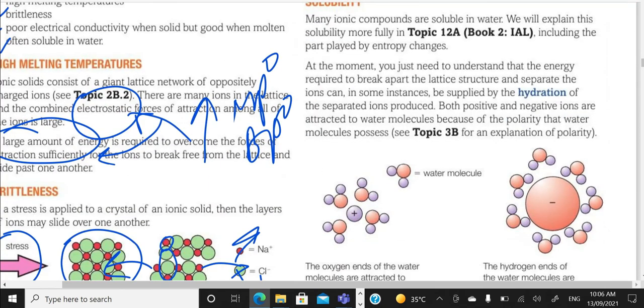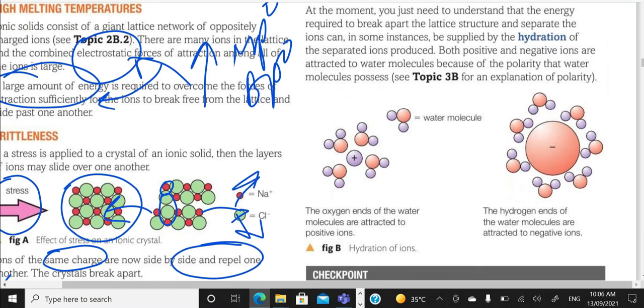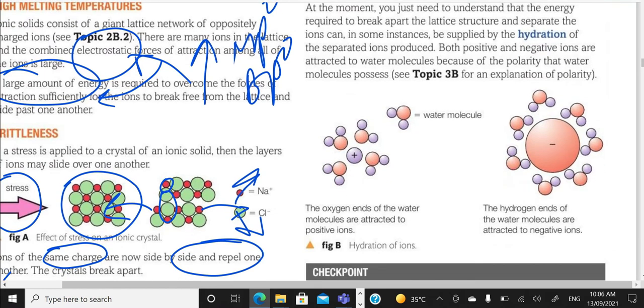Talking about the solubility. Now, the solubility is a very important topic. I want you to please focus on these structures. You can see this is a positive ion and this is a water molecule. The water molecule has two parts: the oxygen part, which is negatively charged, and the hydrogen part, which is positively charged. The charges are partial ones, okay? Now you can see water is moving its partial negative part towards the positive ion.